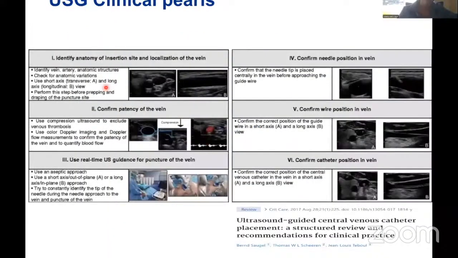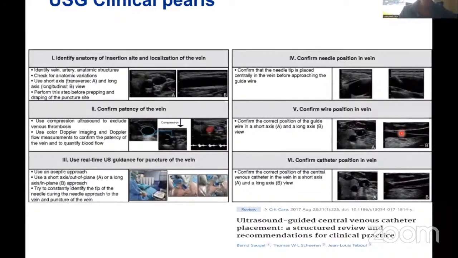The ultrasound pearls are: identify the anatomy and locate the vessel in the short axis as well as in the long axis, then confirm that the vessel is patent. Sometimes you have a thrombus in it. Use real-time ultrasound guidance for the puncture. Oblique view is the preferred means. Confirm once you place the needle in the vein.